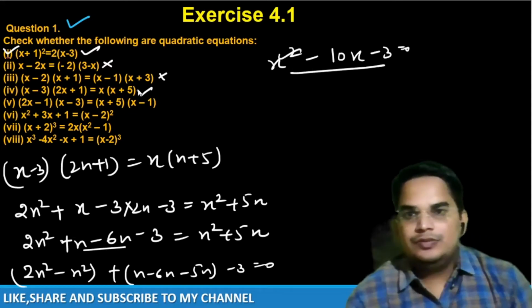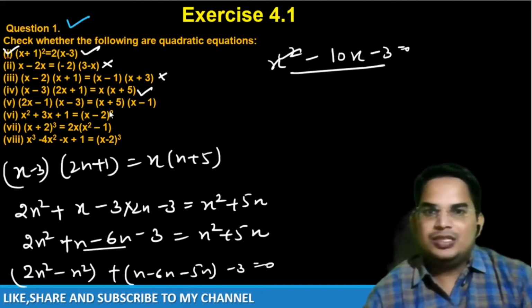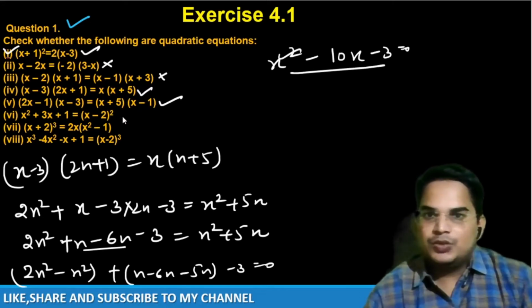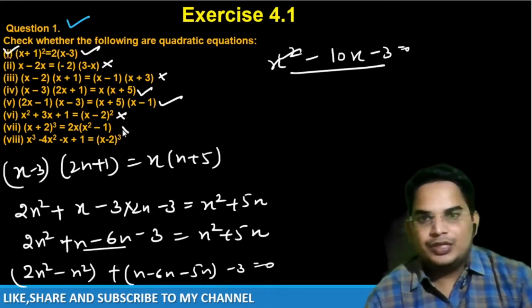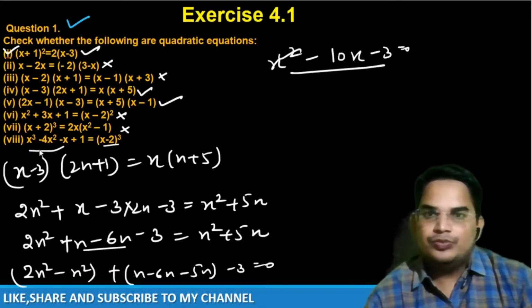x into x plus 1. Okay, fine. And the same thing is given here, x plus 5 into x minus 1. Here this is also a quadratic equation. You can solve it. x minus 2 whole square, this is not a quadratic equation. x plus 2 whole cube. Cube is given here. 2x into x square becomes 2x cube. No, this is not a quadratic equation because a cube is given here. x cube minus 4x square, x minus 2 whole cube. So now the cube will be cancelled out. This is a quadratic equation.